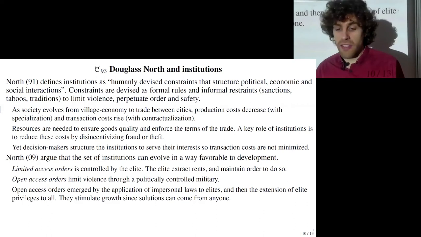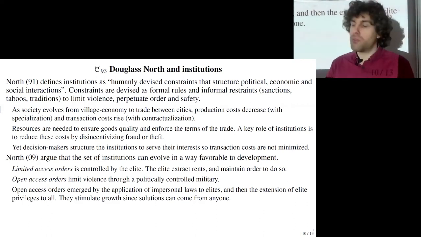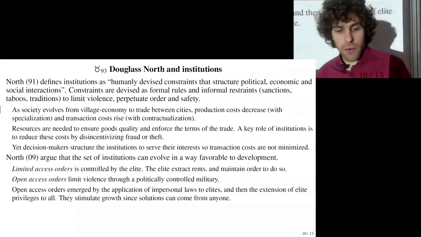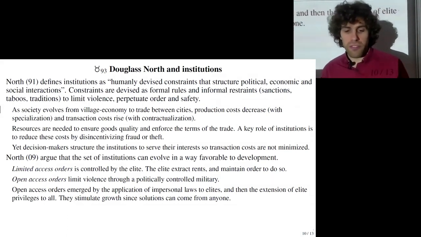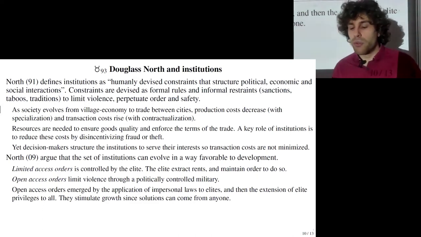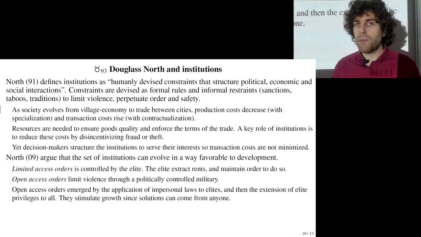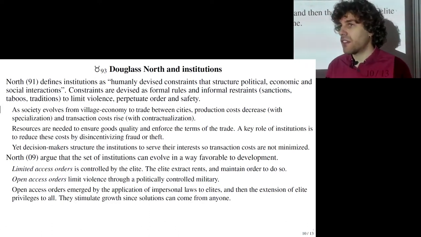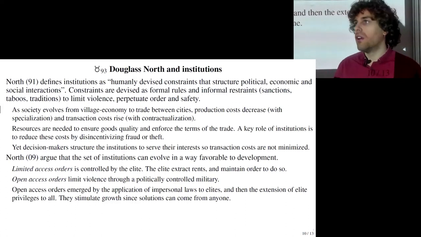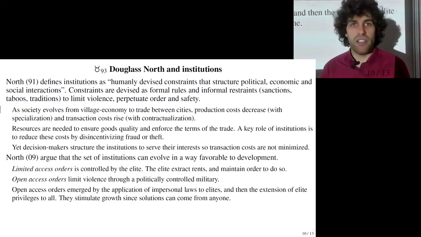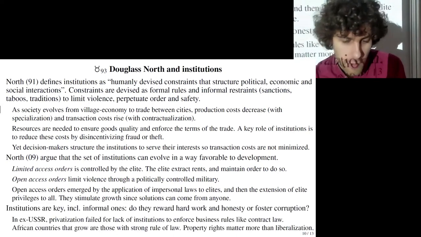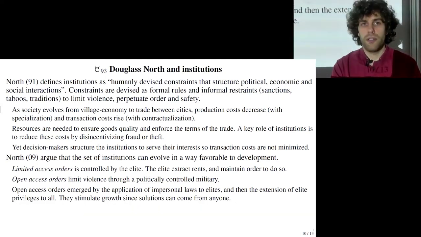And then the second mechanism is to extend the elite privileges to everyone in the society. So extending the privilege to all stimulates growth, since the solution to economic problems, innovation, can come from anyone, because no one is prevented access to funding, to favorable regulation, and so on. Are there questions here?